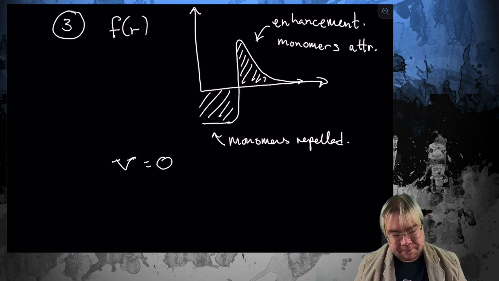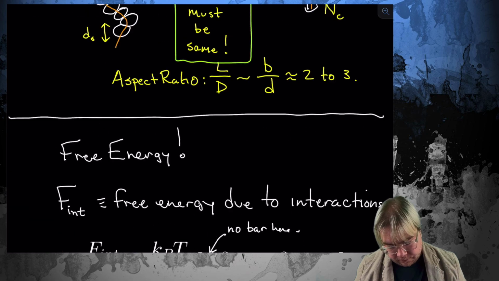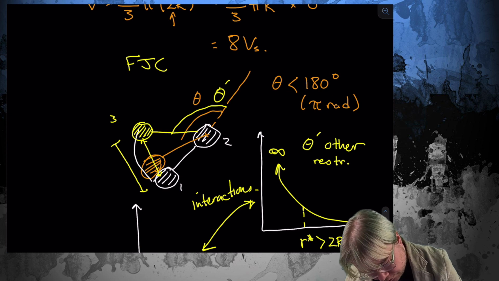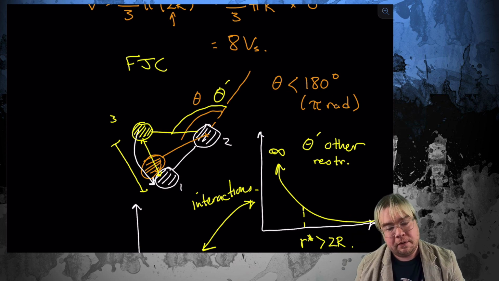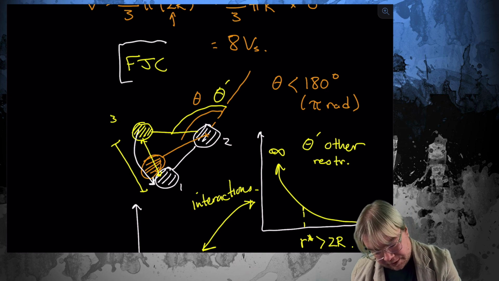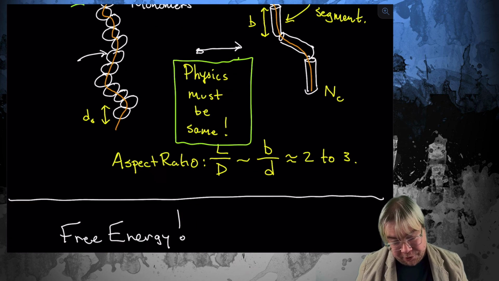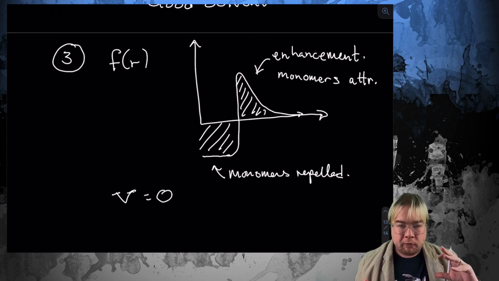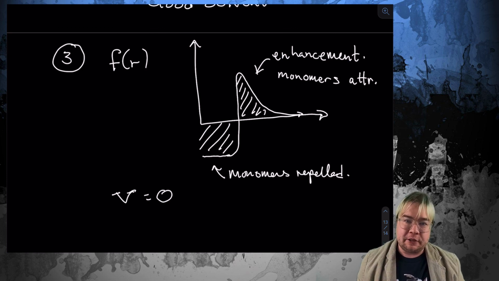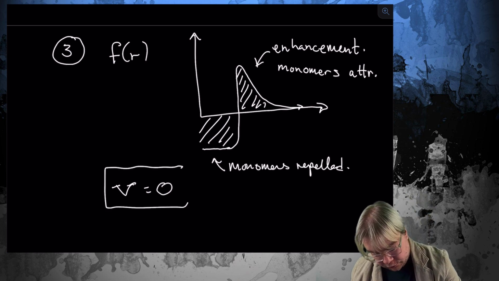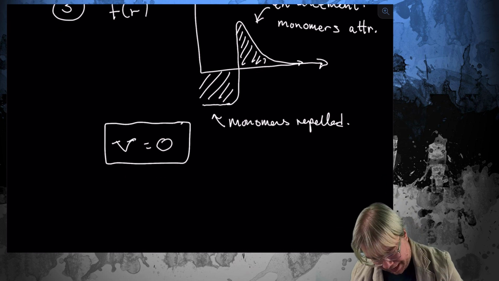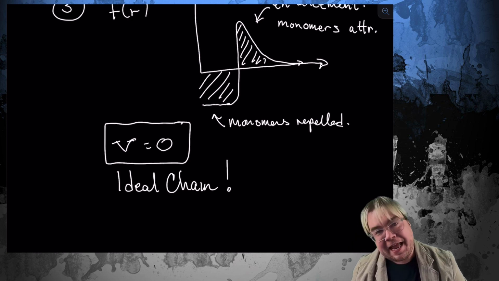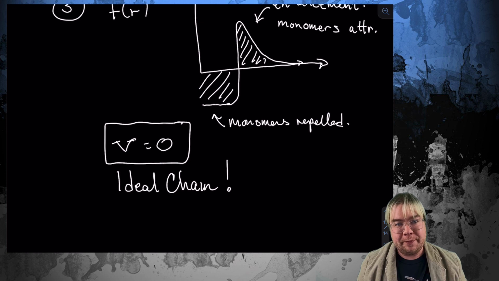Oh, wait. If the excluded volume is 0, then that means this monomer here could overlap with that one. That would mean that the freely jointed chain is correct. So what does this mean? If I lower the temperature to a point where the repulsive interactions are exactly balanced out by the attractive interactions, then my excluded volume would be 0. And I would have an ideal chain. And everything that I talked about in EMAC 351 would be true.